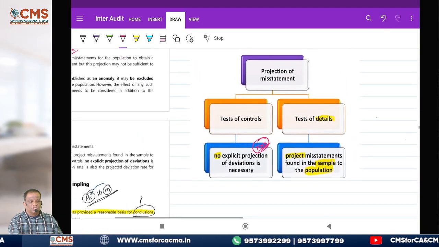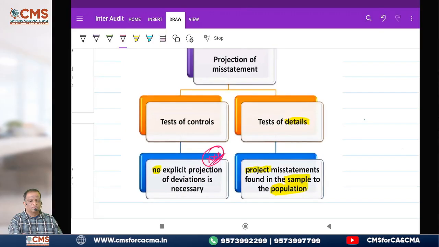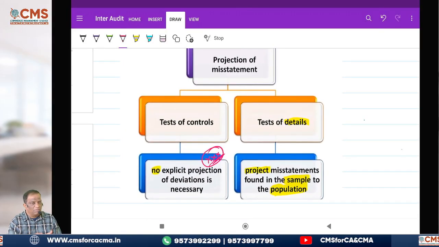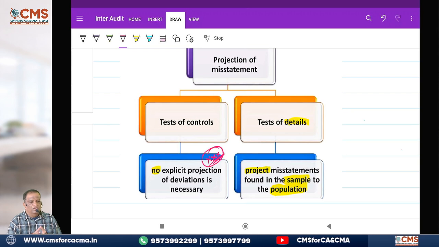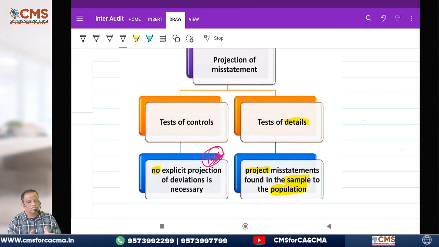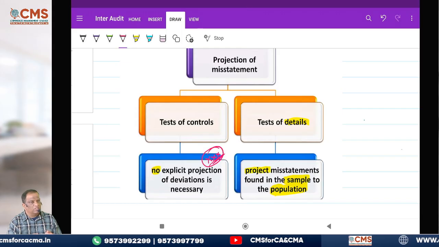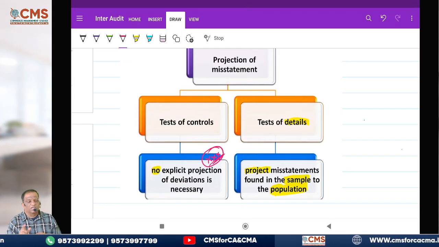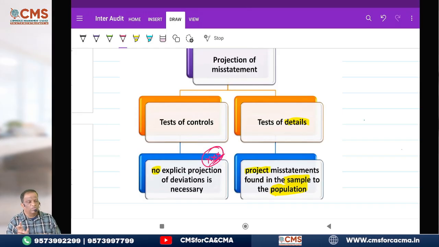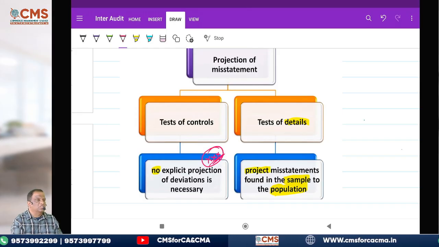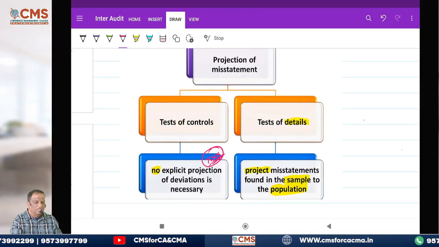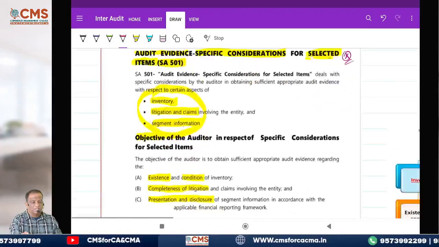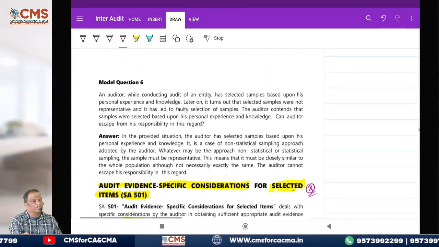And from MCQ's perspective, one last topic from the MCQs is, here projecting misstatements to the entire population is mandatory. But while projecting, where projection is permitted and where it is not permitted: for test of controls, it is not really applicable, and this projection is applicable only for test of details. For test of controls, this explicit projection may not be really relevant. So it will be applied only for test of details. So this is SA 530 in brief.